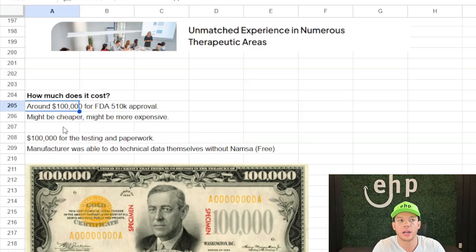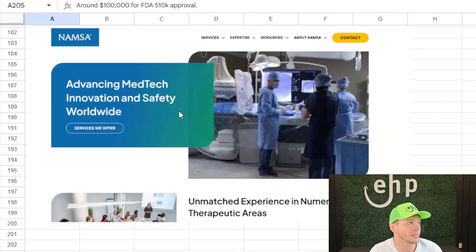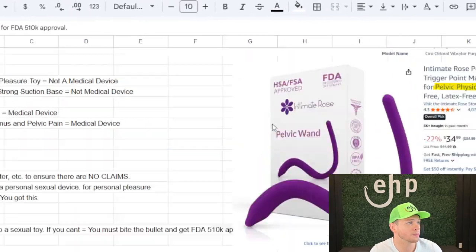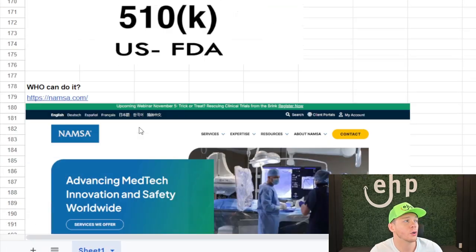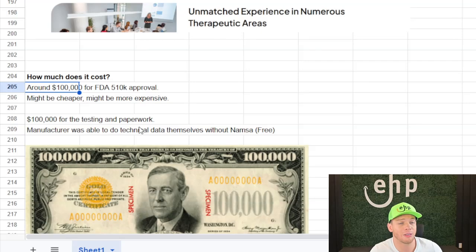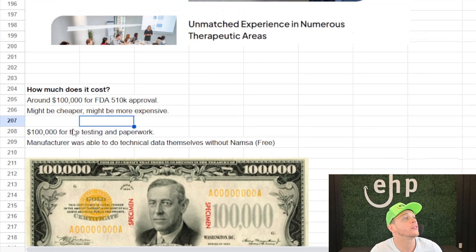If the device has a lot of electronics to it, a lot of instructions, it's obviously going to cost more compared to something that is just like a medical dildo, kind of like similar to this one. I feel like this one's not going to be that expensive. It's still going to be, I believe, around $50,000, but that's still 50% off.